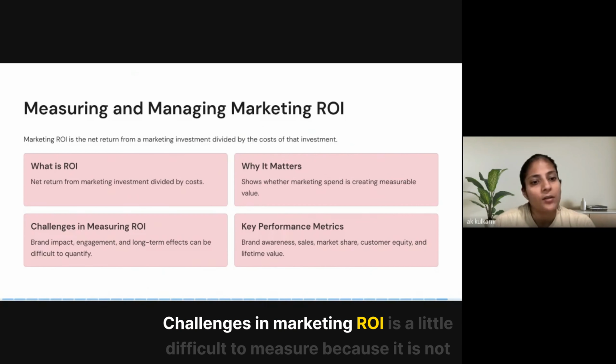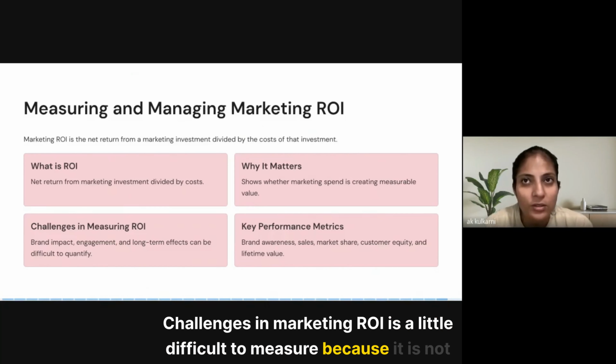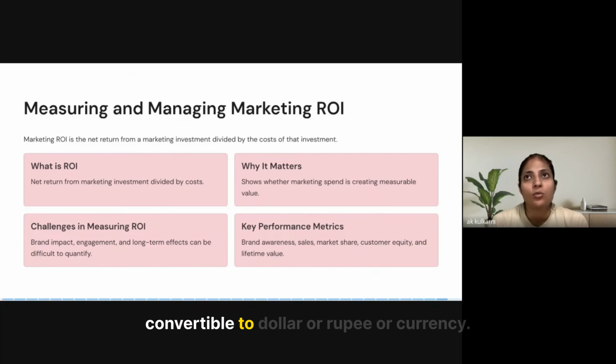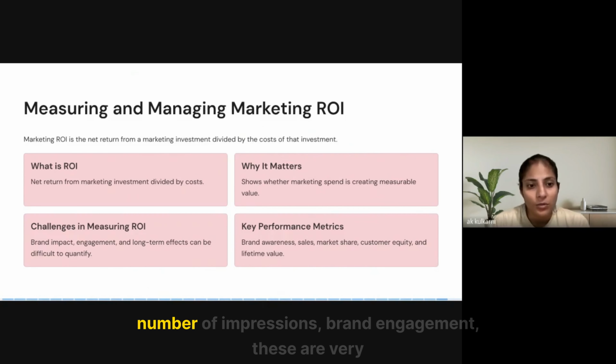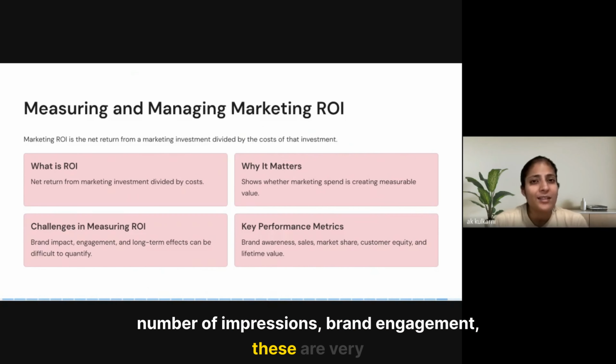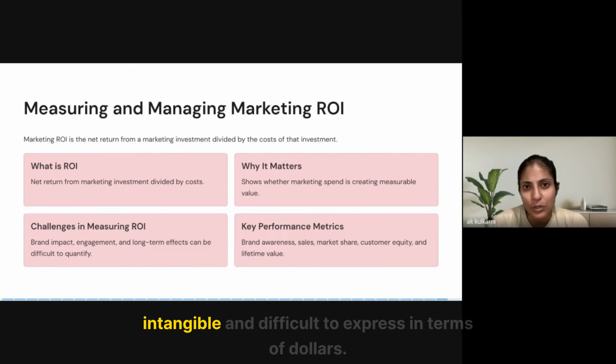Challenges in marketing ROI: marketing ROI is a little difficult to measure because it is not convertible to dollar or rupee or currency. So things like customer loyalty, increased retention rate, brand impact, increase in number of impressions, brand engagement, these are very intangible and difficult to express in terms of dollars.